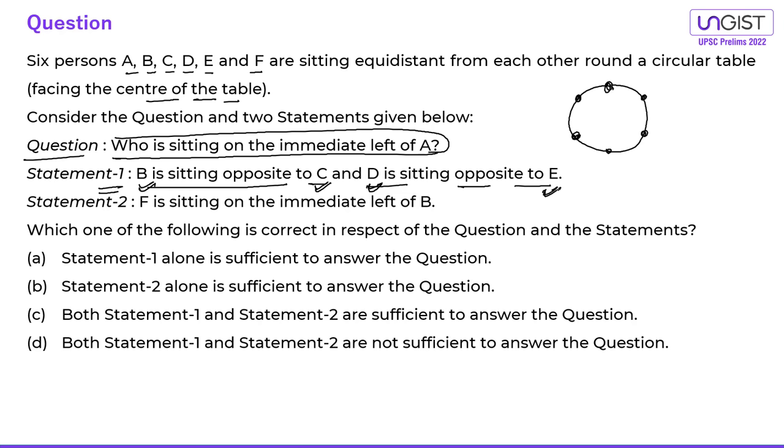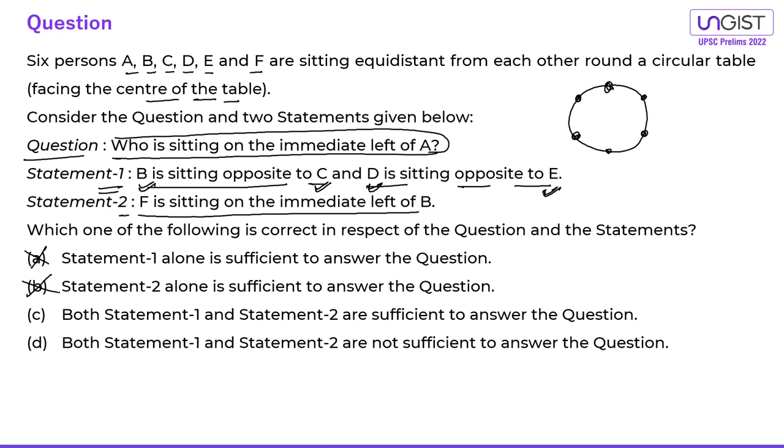Now, statement number 2 is saying F is sitting on the immediate left of B. So statement number 2 alone is not talking anything about the position of A, or who is sitting immediate left of A. Statement number 1 alone won't give you the answer, and statement number 2 alone won't give you the answer. So option A and option B are not correct.